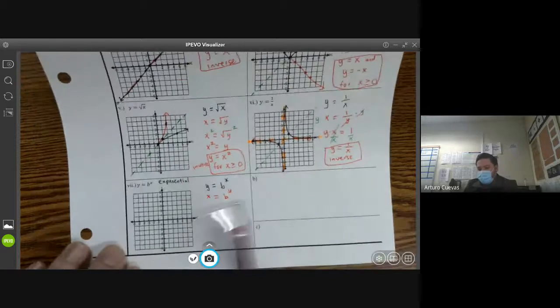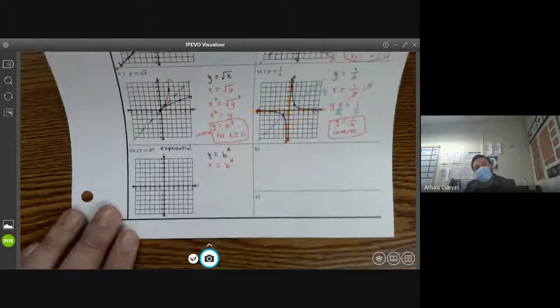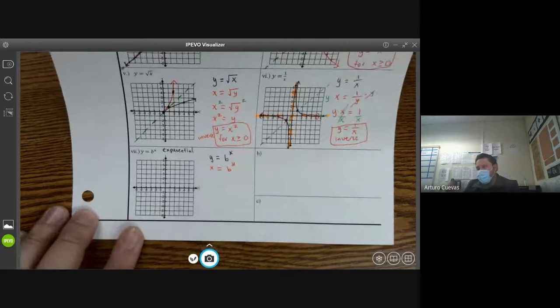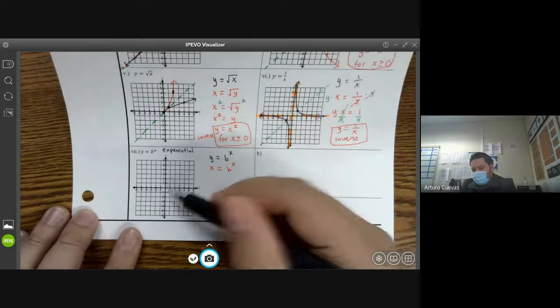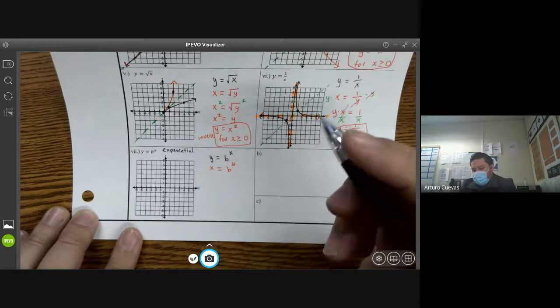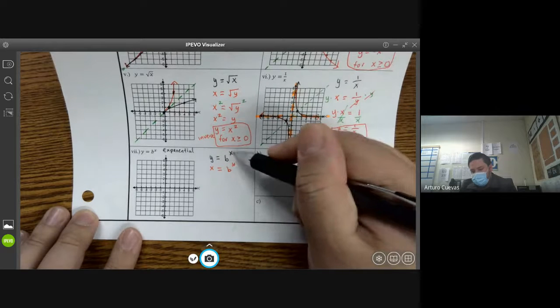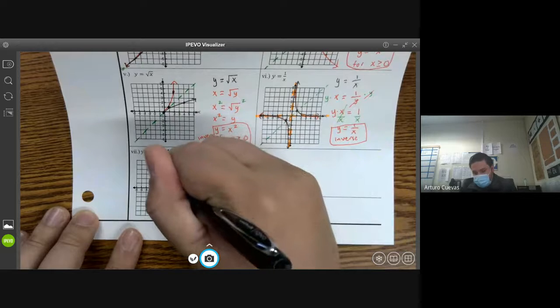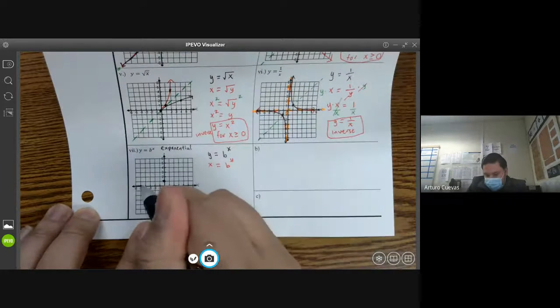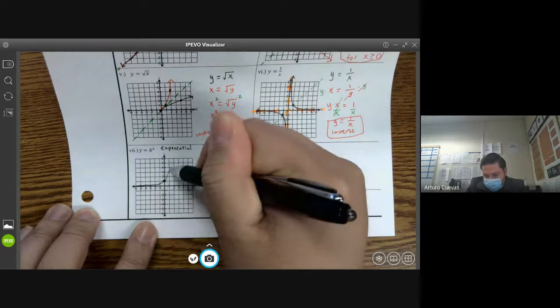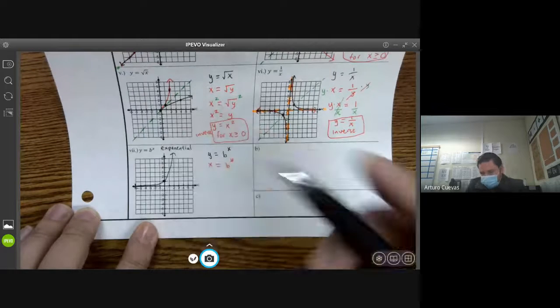But first, we gotta graph the exponential. So how does the exponential graph look like? There's one key point. It's the point 0, comma 1, because anything to the 0 power is 1. So 0, comma 1, and then it goes like this. Goes up. Okay.